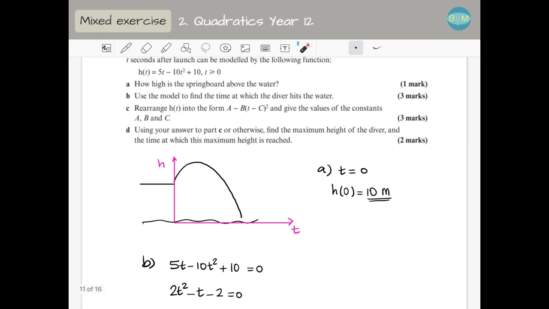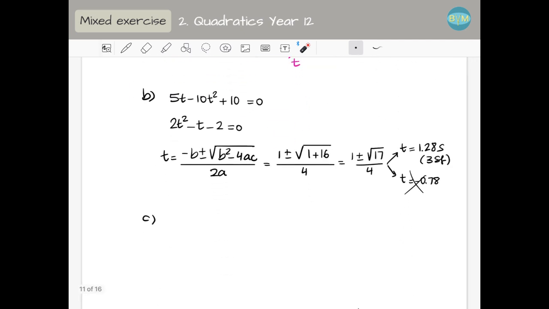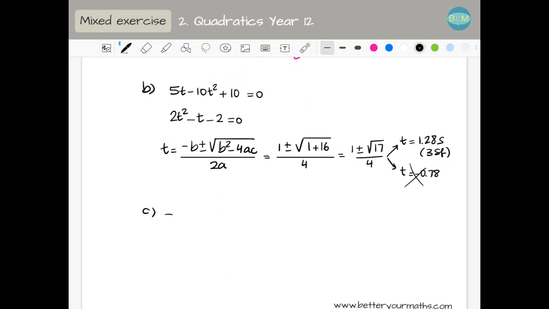Then rearrange h into this form. So we are completing the square with our quadratic and giving the values of the constants a, b, and c. Let's complete the square. Here we cannot simplify. We have to work with the equation without simplifying. Before, we could simplify because we were making it equal to 0, so we could divide both sides by minus 5. But here I'm just writing the same expression, so I cannot divide.